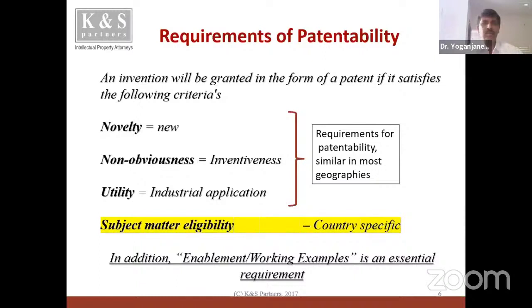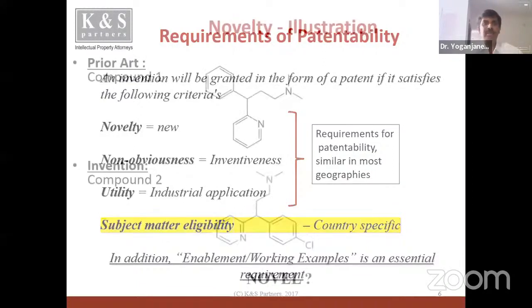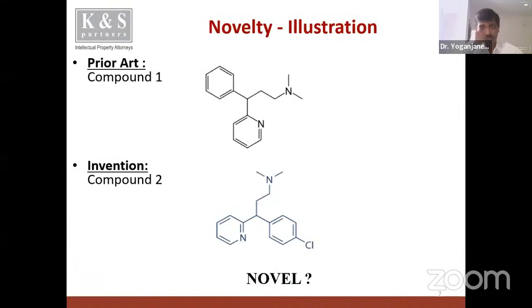If you are identifying something, it should have utility or industrial application, without which there is no meaning to identify something, right? So these are the criteria which are essential for patentability, and this is common for most of the geographies. But when it comes to subject matter eligibility, this is slightly country specific. For example, in India, new forms of known drugs, for example crystalline forms, are as such not patentable unless they meet certain criteria. Also enablement and working examples are essential requirements.